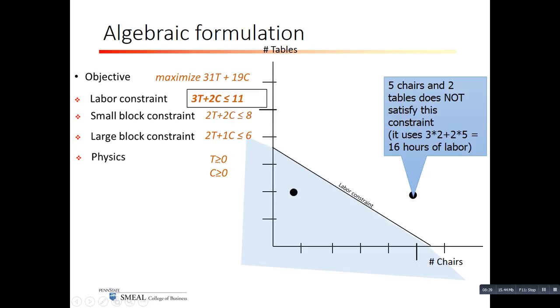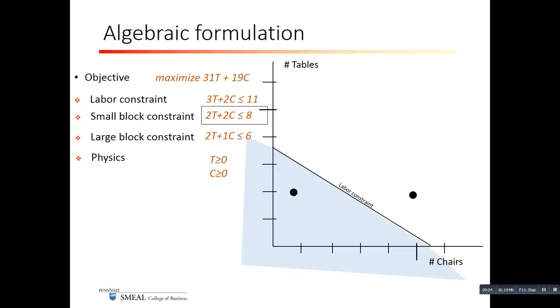Similarly, if we look at this point, it has 5 chairs and 2 tables. So the total amount of labor hours used is calculated by this, which is 60 hours. That violates the constraint. So the points above this line will not satisfy the constraint.